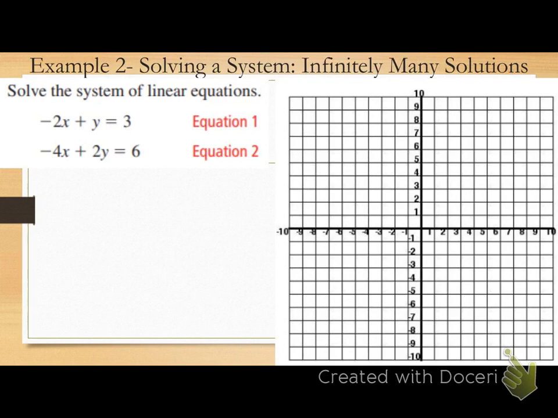What form do I want the equations in to graph easily? Slope-intercept form, so I need them solved for which variable? Solve them for y. So, negative 2x plus y equals 3. How would I solve this top equation for y? Add 2x to both sides.